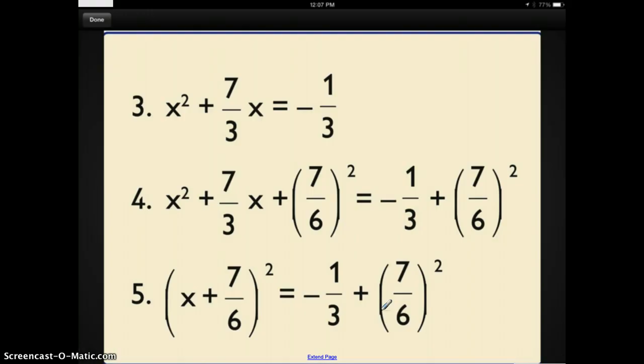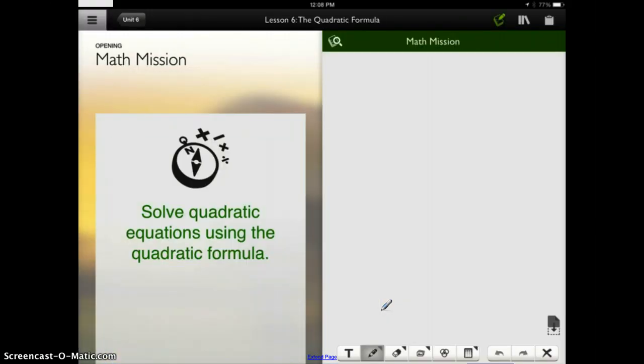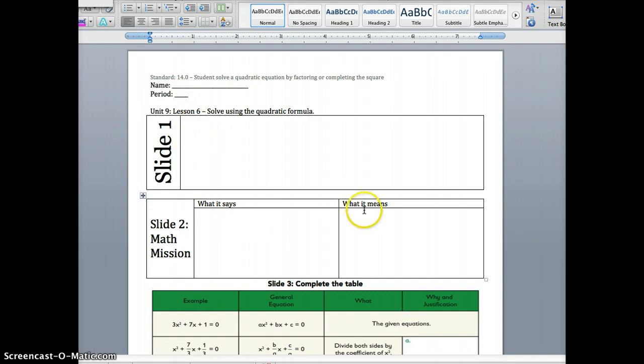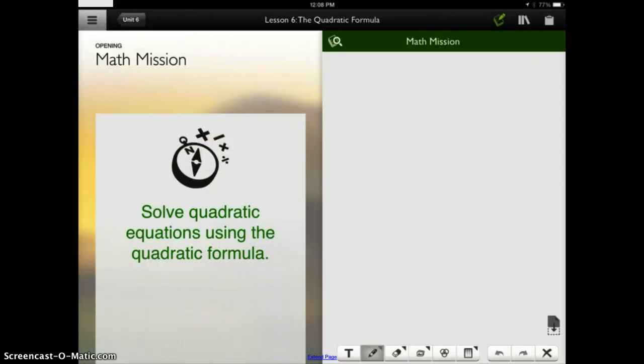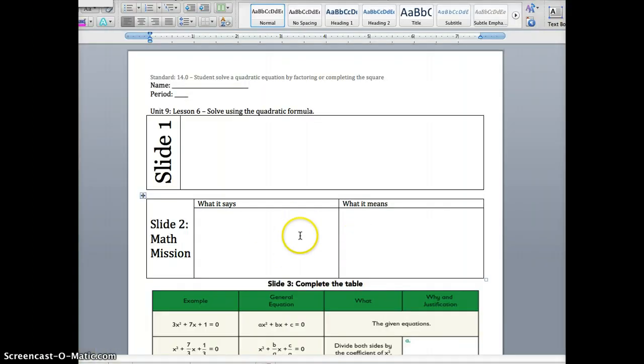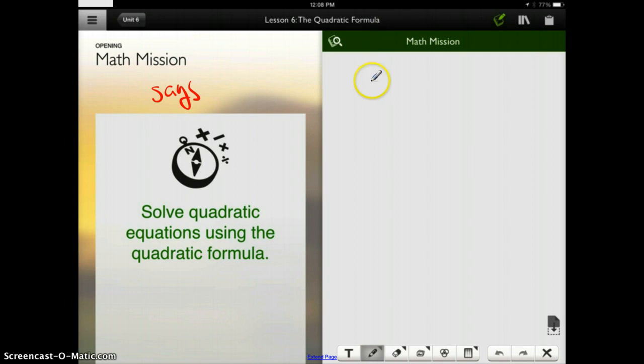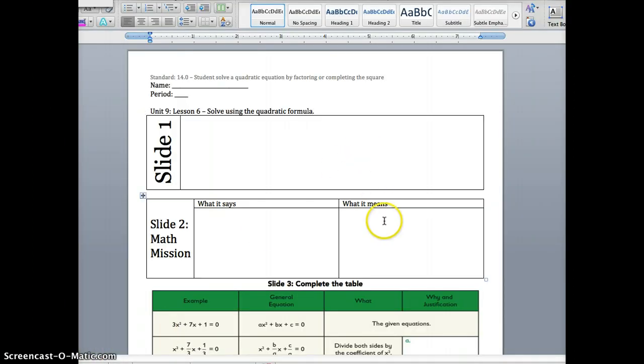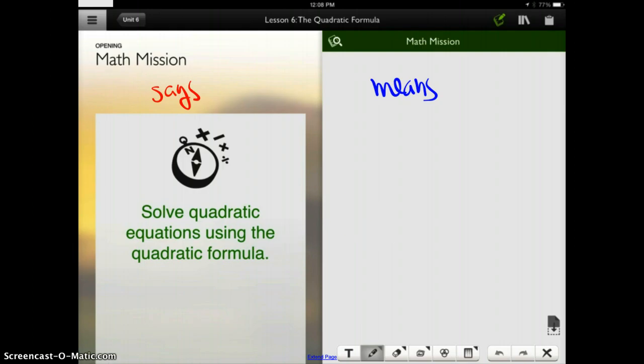Okay, slide 2, math mission. On your paper, there are two things here. It says what it says and what it means. Do the same thing here. What it says, you're going to write over here, and what it means, you're going to write on this side. So what it says, you're going to write this, and what it means, we should be writing something like this.